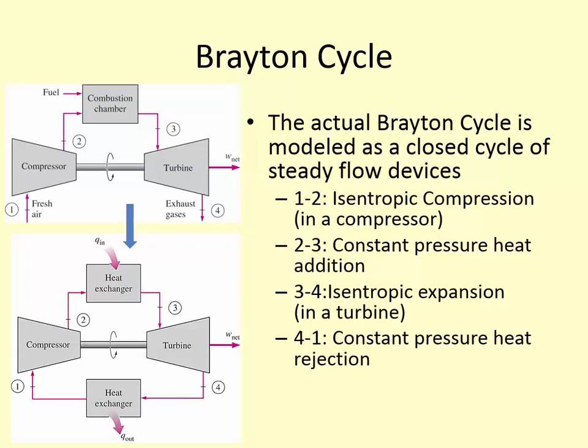And you'll notice here that this compressor and this turbine are connected. It's because some of the work from the turbine is used to power the compressor in this gas turbine power plant. That's called the back work ratio. We'll talk about that in a minute.